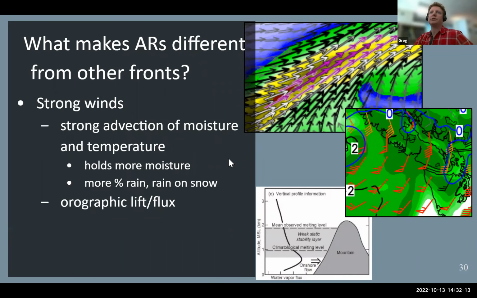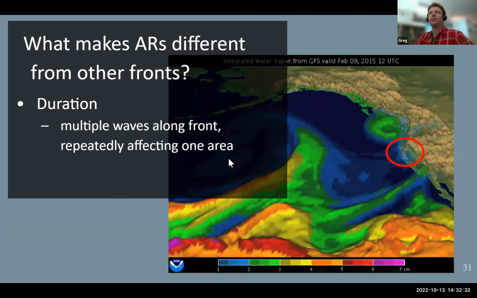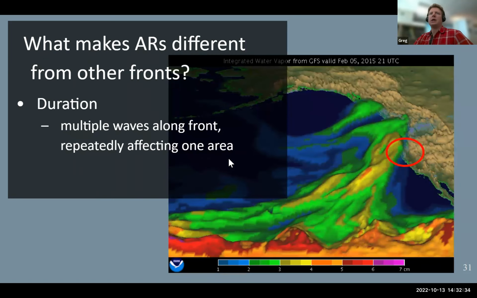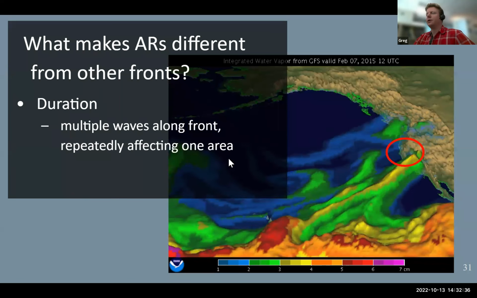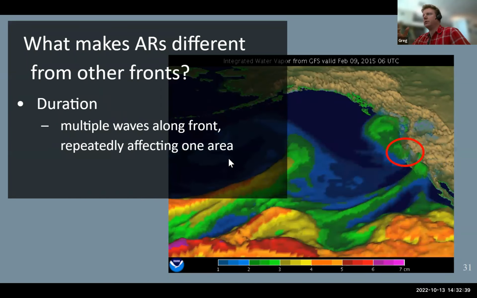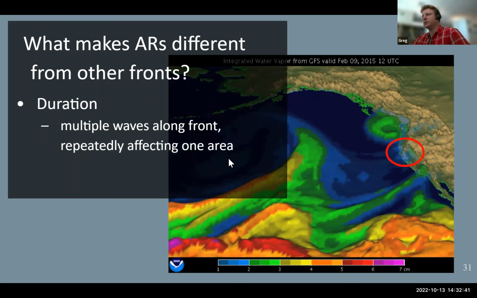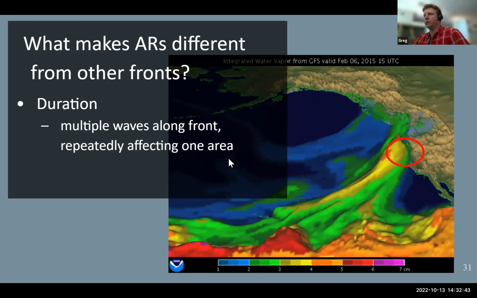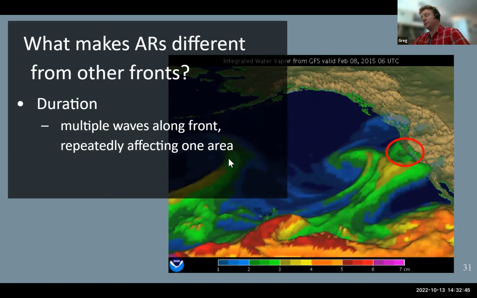Other differentiators: strong winds, and again, in an elongated area of continuous strong winds. And with stronger winds, you get stronger moisture flux across the mountain barrier, more lift and more rain precipitating out. And another thing that you sometimes see with these events, I talked about how longer duration events are more prone to be associated with flooding because it's raining for a longer time.